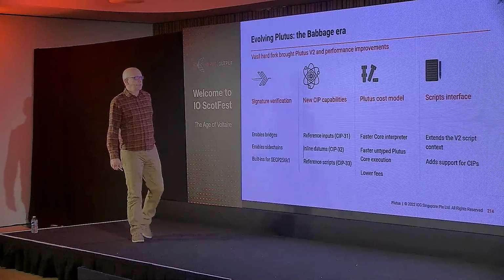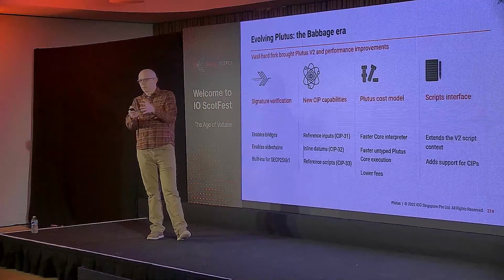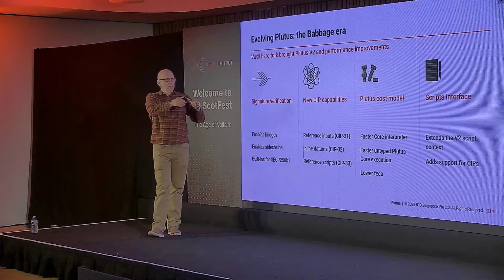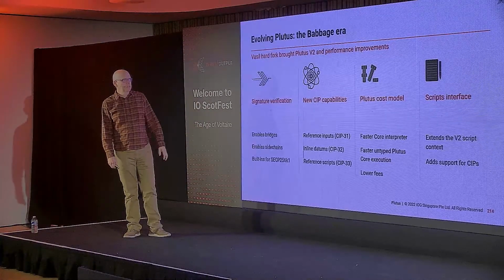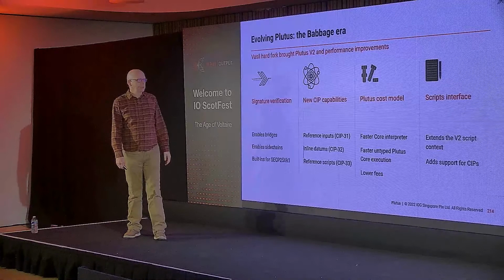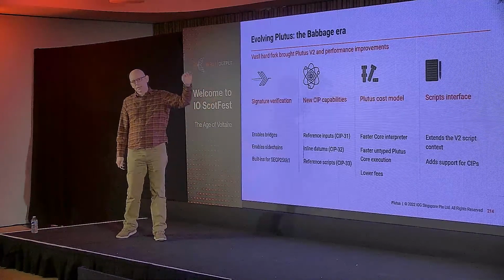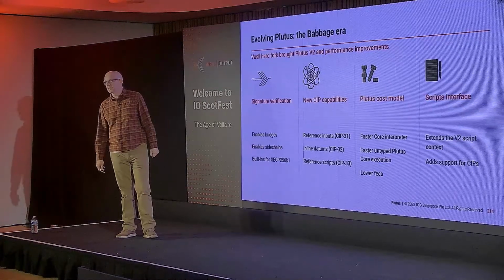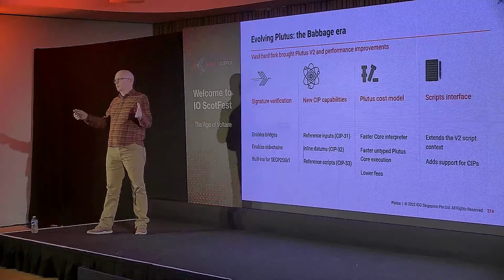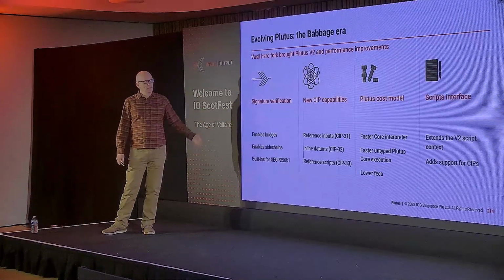And finally, the script interface. So there's an interface between the Plutus runtime and the node code, the ledger rules in the node. That's the script context interface, and I'll dive into that in a little bit in another slide. But the main thing about this is with V2, we have a more powerful script interface, which means we can exploit new capabilities in the ledger, and that's actually how these CIPs are implemented.